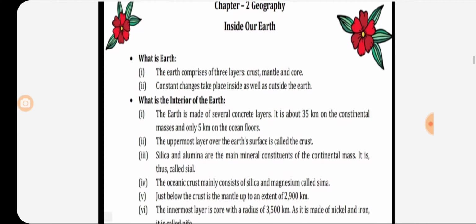So here we start. What is earth? The earth comprises 3 layers: crust, mantle and core. The inside and outside of the earth is constantly undergoing changes. Therefore, it is called a dynamic planet.